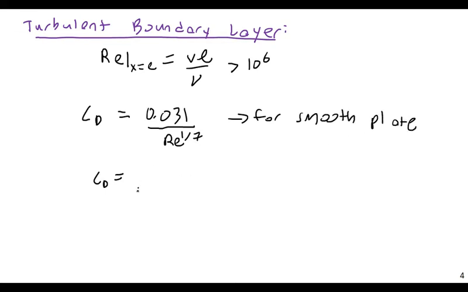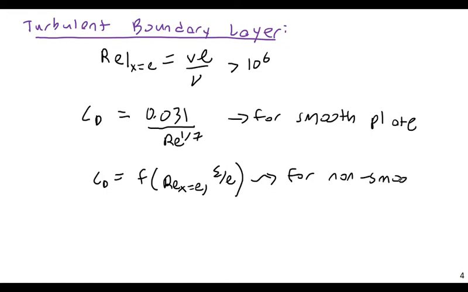And for a non-smooth plate, you'll need to use a different analysis tool. If you have a non-smooth plate, the drag coefficient is a function of both the Reynolds number at x equals L and a function of epsilon over L. You'll have to look up in a table or use a diagram of some sort to calculate this. For a smooth plate, it's fairly straightforward. There's a simple formula you can calculate, but you need to use some more tables, charts, and equations for the case of a non-smooth plate. So it gets a little bit more involved.